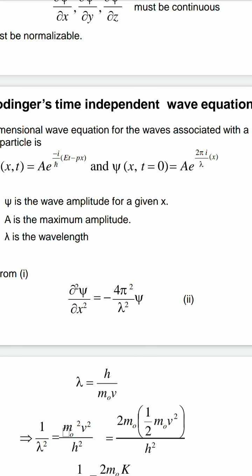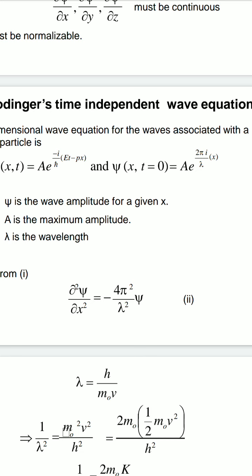That is A e raised to plus i by h cut into px itself. So p by h cut is k. What is k? k is the wave vector, which is 2 pi by lambda. So we know the equation h cut k is equal to p, that is h cut into the wave vector, and the wave vector is 2 pi by lambda. So you can simplify it and write the wave function psi as A e raised to i kx.